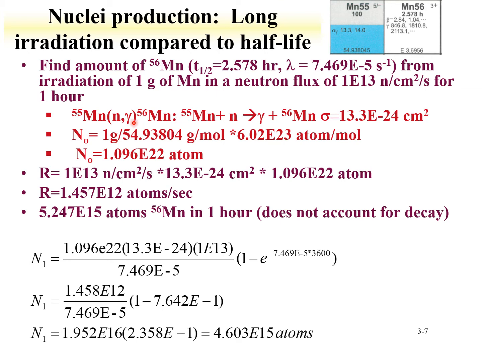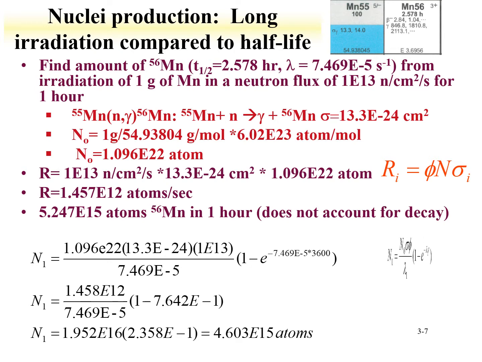So we have a way of calculating the number of manganese targets from 1 gram that's sitting in the neutron flux. Let's use our equation. Let's input the terms. The rate is equal to the flux times the cross-section times the number of targets. We get a rate of 1.45 times 10 to the 12th atoms per second, 3,600 seconds in an hour. We get a value that we should make 5.25 times 10 to the 15th atoms of manganese-56 in an hour. Now remember, this equation does not account for decay.